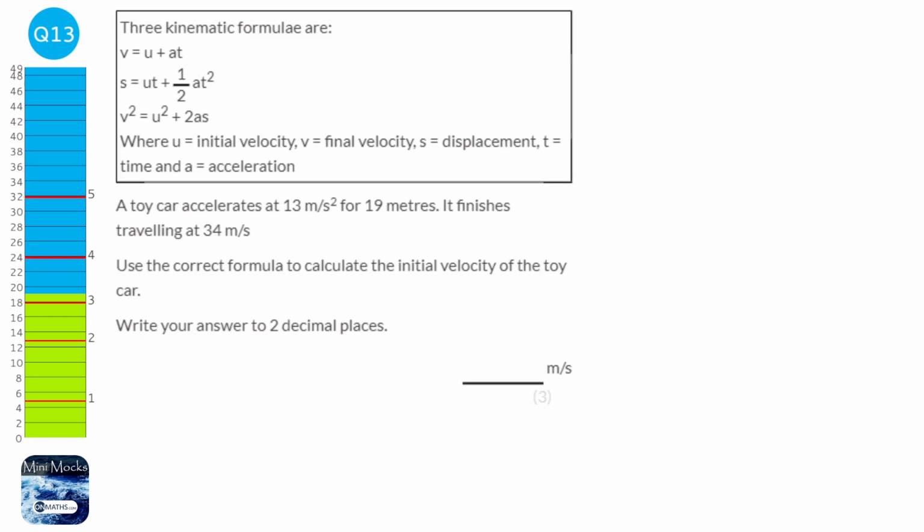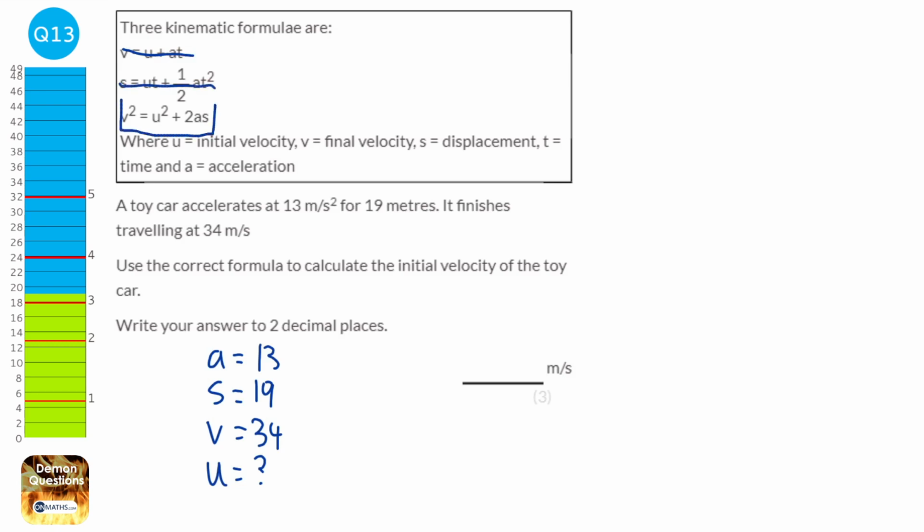So let's look through this question to see what information we're given and what information we're looking for. So we're given the acceleration is 13 meters per second squared. We're also given the distance is 19, and we're also given the end velocity, which is v, is 34. And we're looking for the initial velocity. So which of these formulae include A, S, V and U? That's got a T in it, that's got a T in it, so it's going to be this one here.